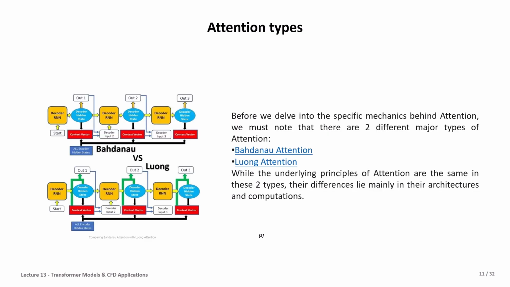So we will look at the transformer architecture and how the different layers or steps in this architecture work with data. Before that, let's point to the attention mechanism types, of which there are basically two major types, Bahdanau attention and Luong attention. The principle of attention for these two types is the same, and the only difference is the architecture and the computation for these two different types.